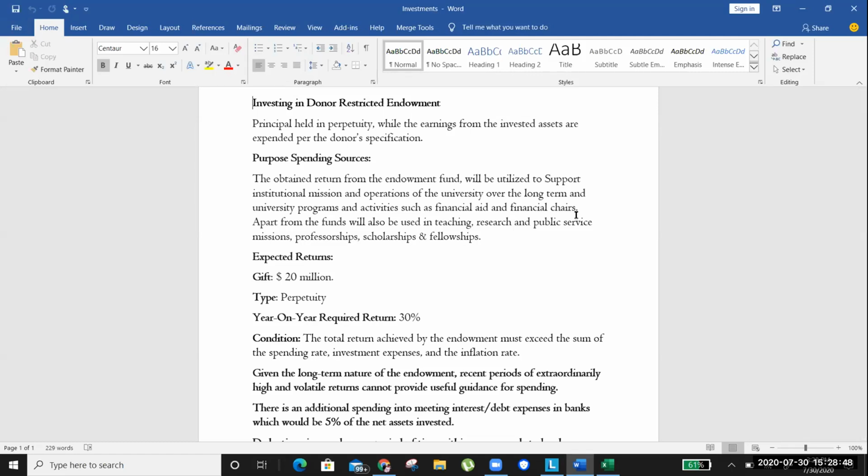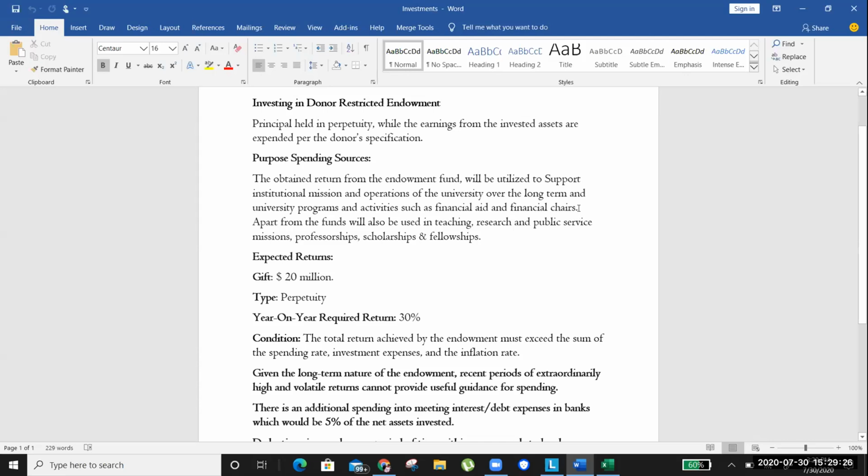We want to invest around $20 million with TAM, which we have received as a gift for equity investments. So we are expecting a year-on-year required return of 30% on the assets under management. But we have a condition on that: we expect that the total return we get from the endowment should not exceed the sum of our spending rate, the investment expenses which you will levy on us, and also the inflation rate, which is the consumer price index.